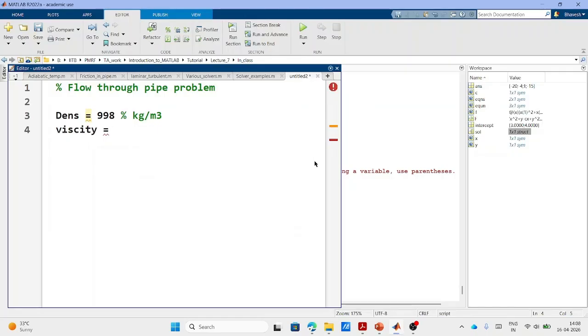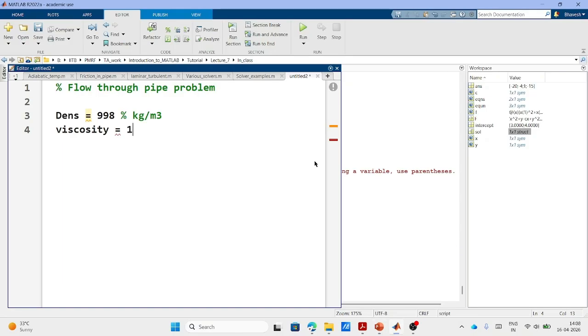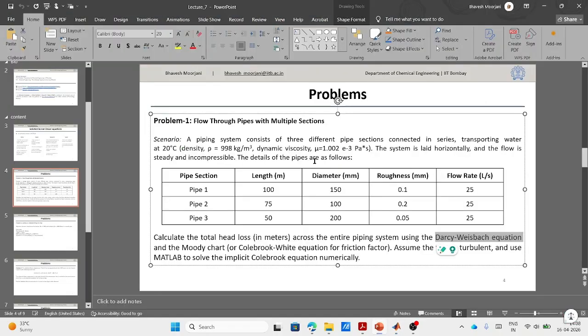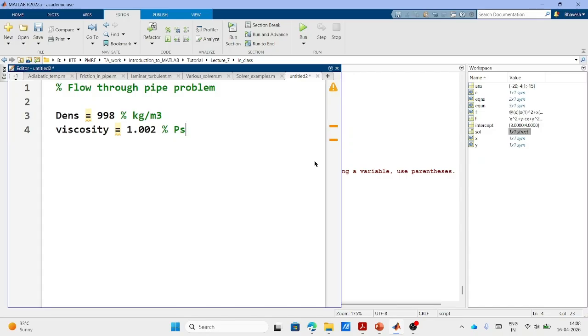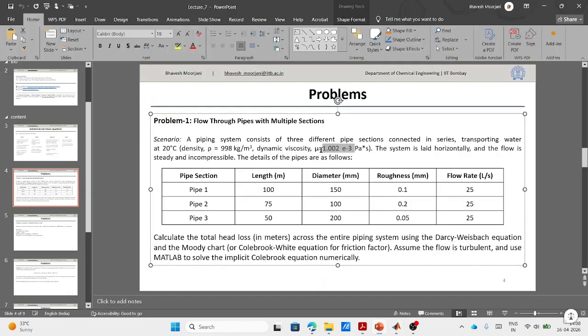I'm writing viscosity. Yeah, viscosity is 1.002, and its unit is given as Pascal second. Sorry, 1.002 times 10 to the power minus 3. Yeah, this is how it's given.